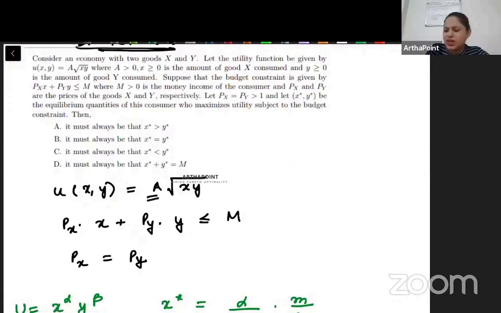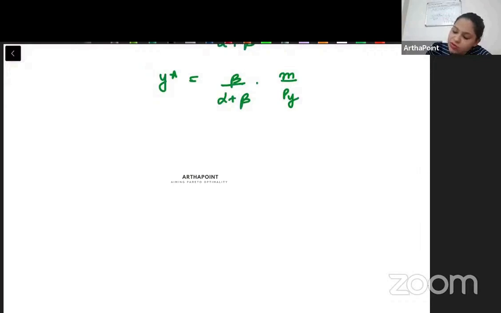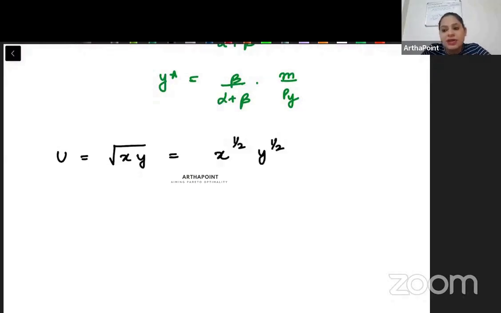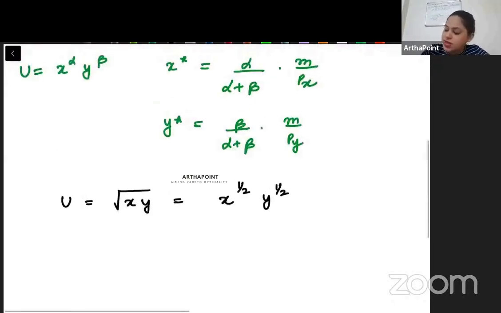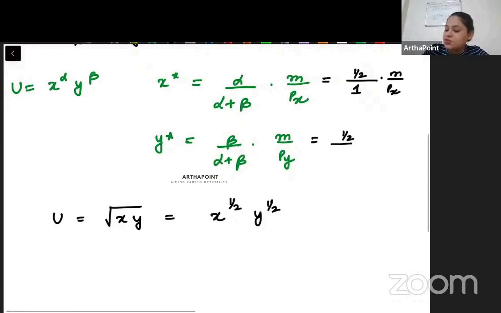Now, in this case, if I talk about my utility function, A is just a monotonic transformation. I have just gone ahead and multiplied it with something. That does not change anything, right? My original utility function is just root XY. So this can simply be written as X to the power half and Y to the power half. So alpha and beta both are half. So this is going to be half upon half plus half is 1, M by PX. And this will be half upon half plus half is 1, M by PY.